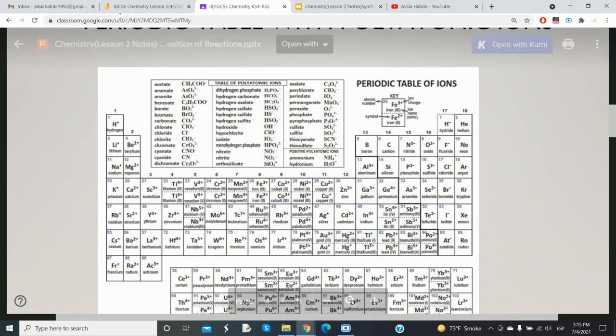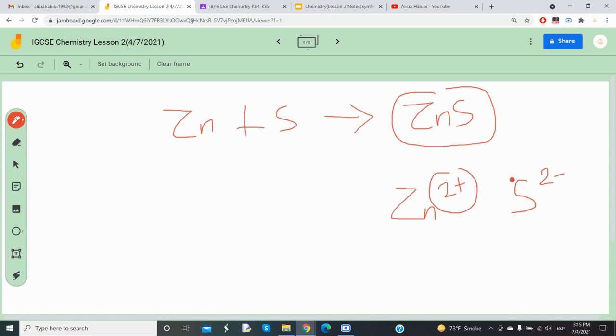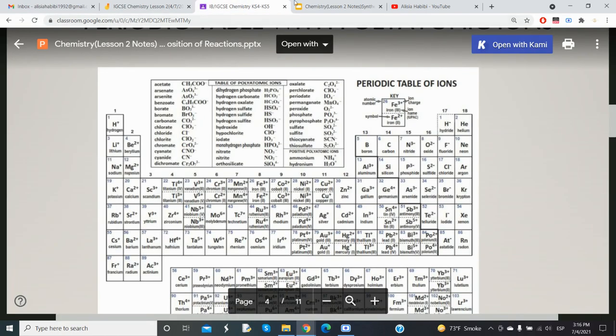It's on number 16, sulfide, so it's 2-. How did we determine this product? Zinc has an ionic charge of 2+, and sulfide has an ionic charge of 2-. If you cancel these out, it's +2 minus 2, which gives you 0. So they cancel out, and you get your chemical formula as ZnS, zinc sulfide. All right, moving on to the next one.